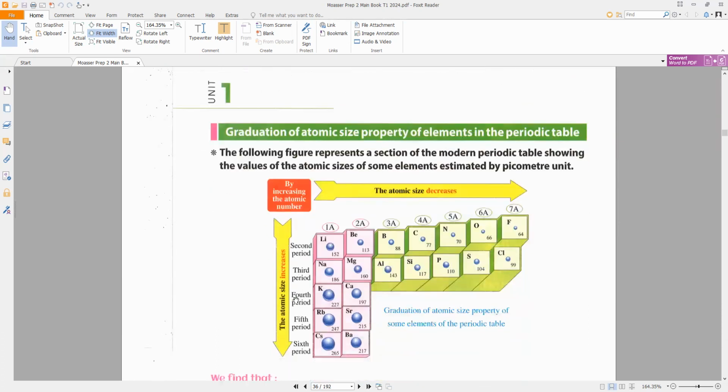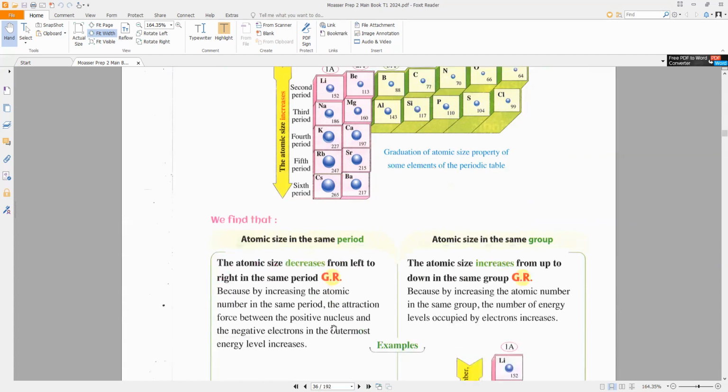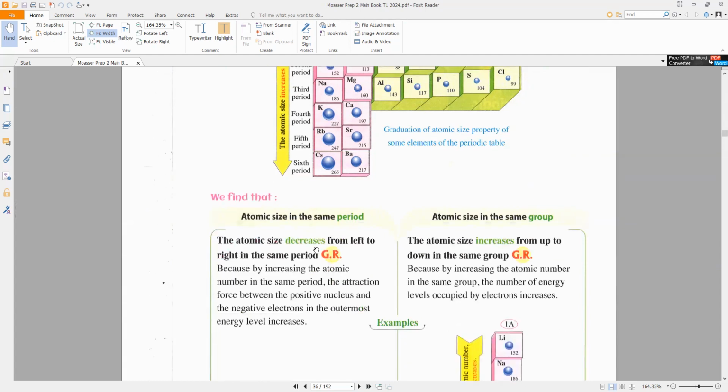The atomic size decreases as we move from left to right in the period, and the atomic size increases as we move from up to down in the group. The atomic size decreases in a period because the atomic number increases, so the attraction force between the nucleus and electrons increases, so the size decreases.